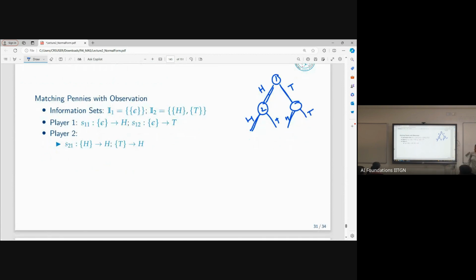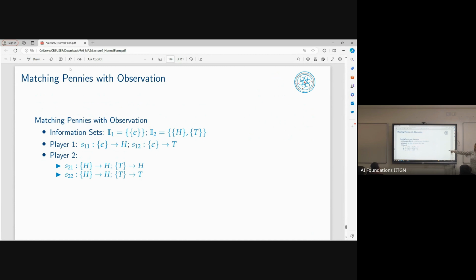Right? So I'll play heads if player one was playing heads, I'll play tails if player one was playing tails. That is another strategy. So now, given this strategy, I know what to do. So what would be the outcome of it? Right? So any confusion, any doubt?